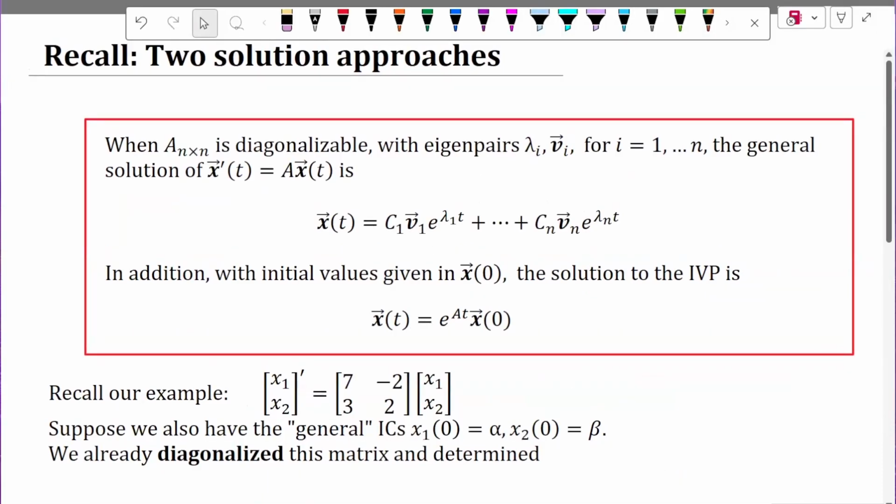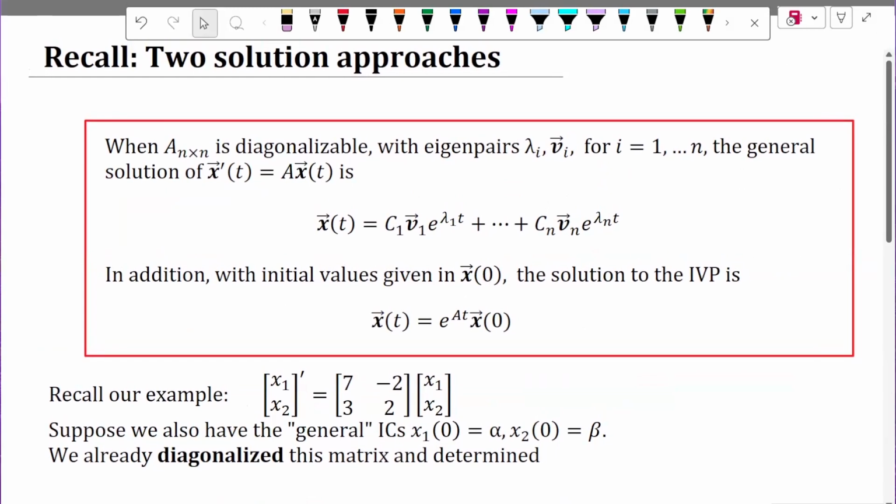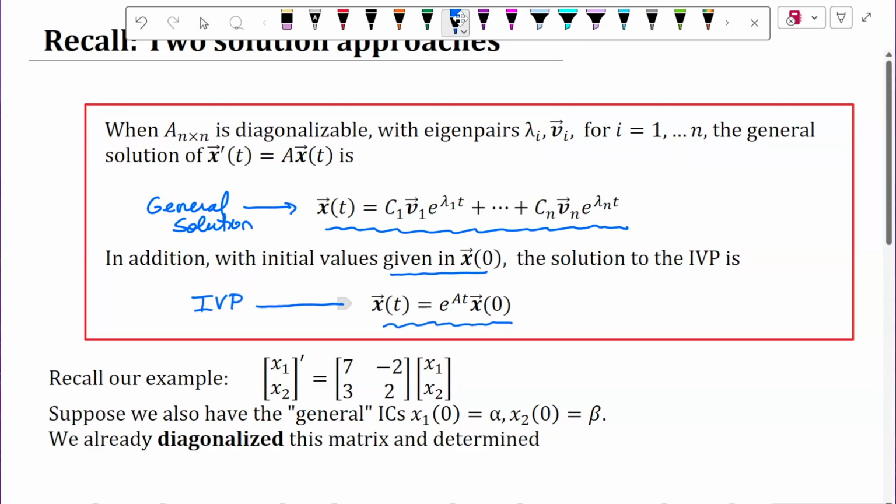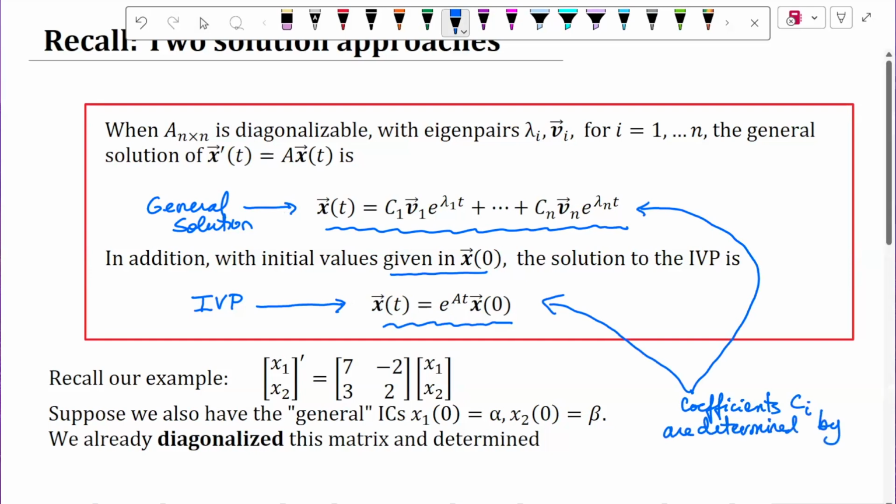We have now seen two solution approaches in the context of a diagonalizable constant matrix A. With knowledge of the eigenvalue-eigenvector pairs of the matrix A, we can immediately write down the general solution to the ODE. If, in addition, we impose initial conditions, then we have seen that our initial value problem solution can be given by e to the At times our initial condition vector x naught. In both of these cases, the coefficients Ci are determined by our initial state vector.